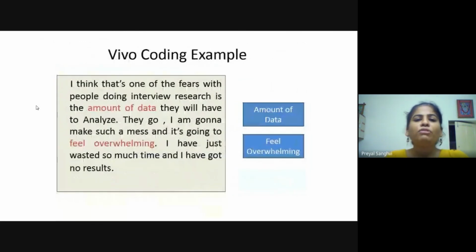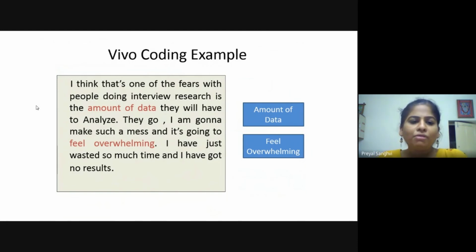If we talk about in vivo coding, as we have discussed, we are using the exact word which is used by the respondent. Here the one paragraph says, I think that's one of the fears with people doing interview research is the amount of data. So in this discussion, the participant has used the words amount of data, so we have used the exact words: amount of data.